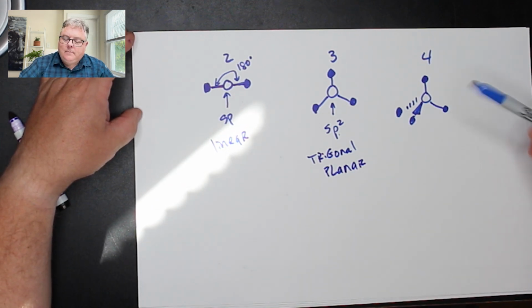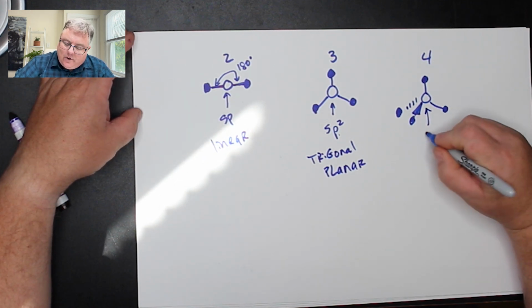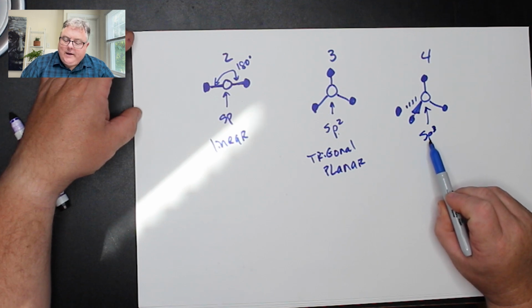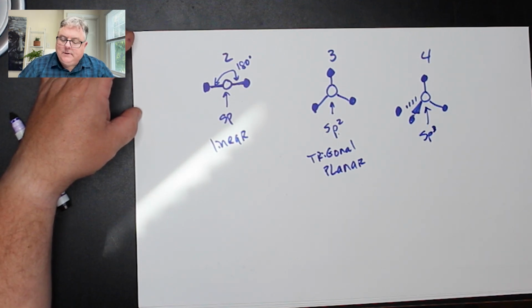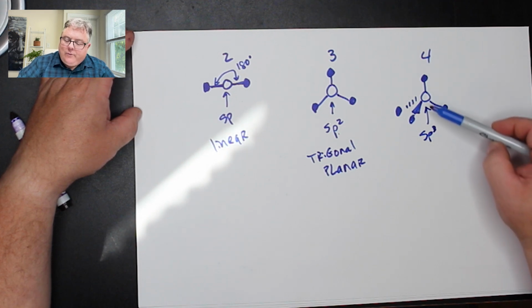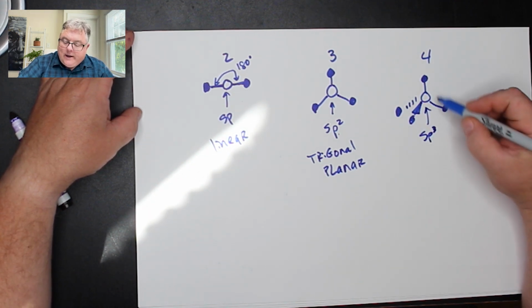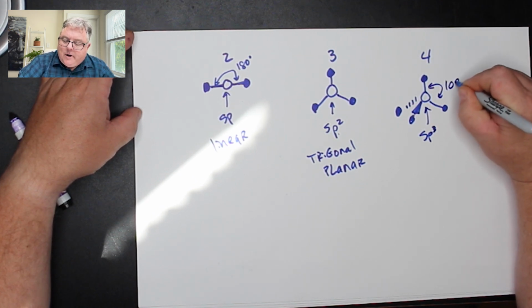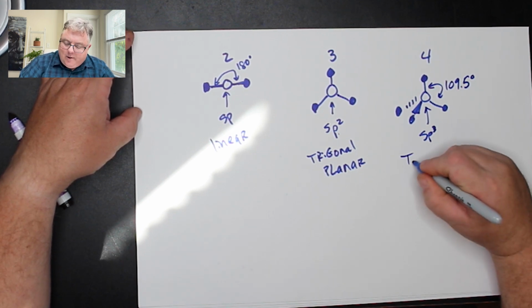Now if an atom has four different atoms on it, we've seen earlier that means it's sp3 hybridized. Four orbitals mixing together, one s and three p's, to make four sp3 hybrid orbitals. That sp3 hybridization causes four different groups on it. And when these negative electron bonds get as far away from each other as they can, they end up 109.5 degrees away from each other. We call this shape tetrahedral.